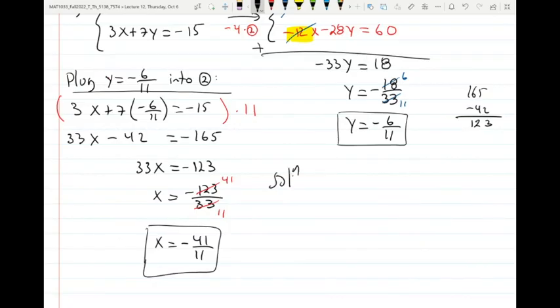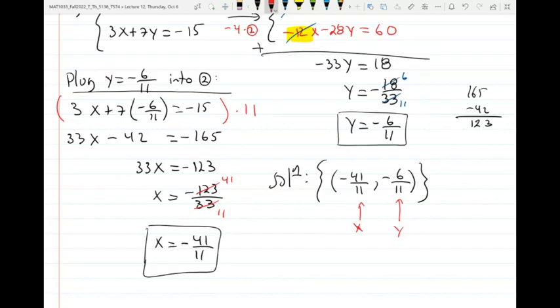So what's the solution? Negative 41 over 11, comma, negative 6 over 11. Always remember to put x comma y. Sometimes students solve this correctly, but then write y comma x. So you write this number first and that one second, and then it's wrong. So make sure that you put x comma y, remember. So this is the x, this is the y.